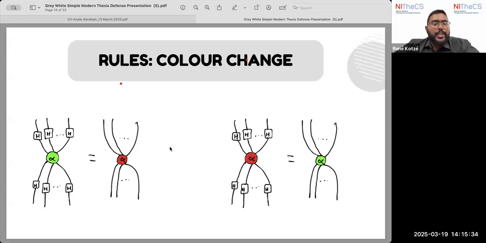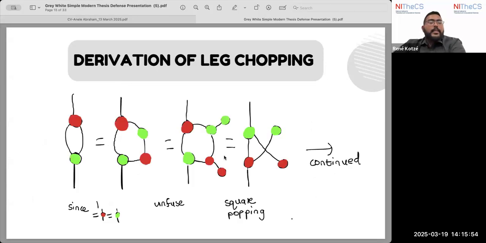We also have the color change rule, which says that if I have a green spider and I put a Hadamard gate on each input wire and each output wire, then the Hadamard gates disappear and the color of the spider swaps. And that happens for both green and red spiders. Now, as I said before, we can actually derive the leg chopping rule or the Hopf rule from the remaining rules. And this is what we'll show now.